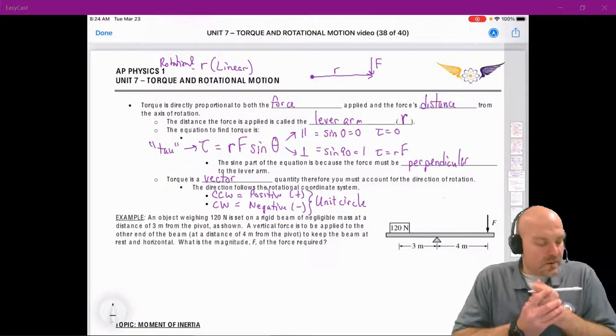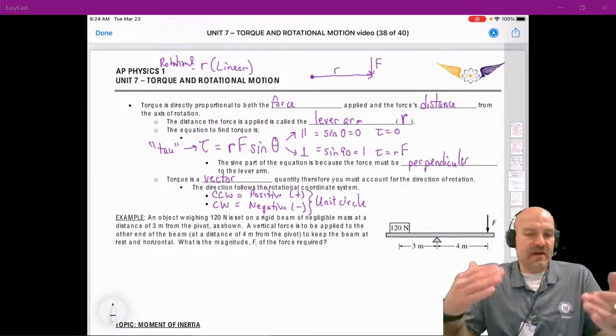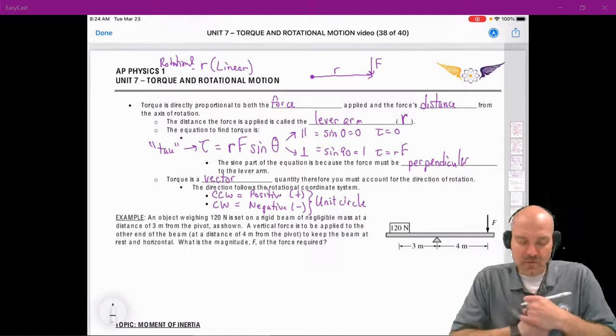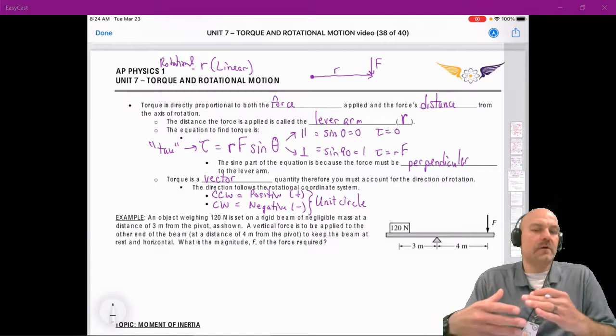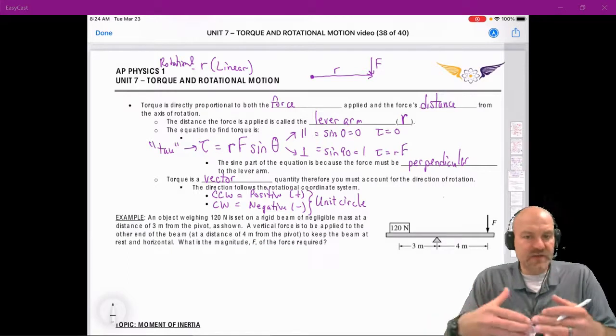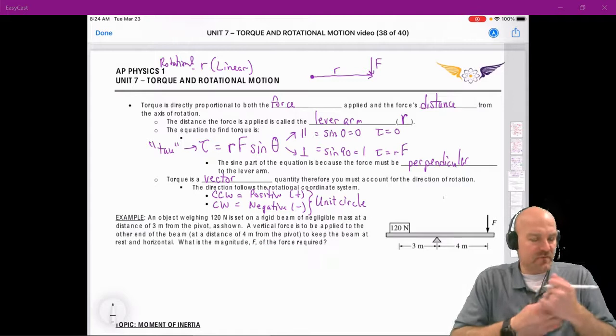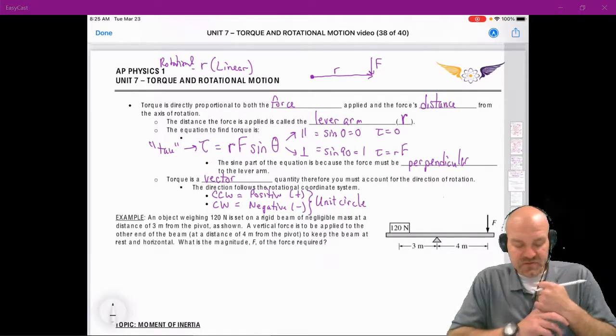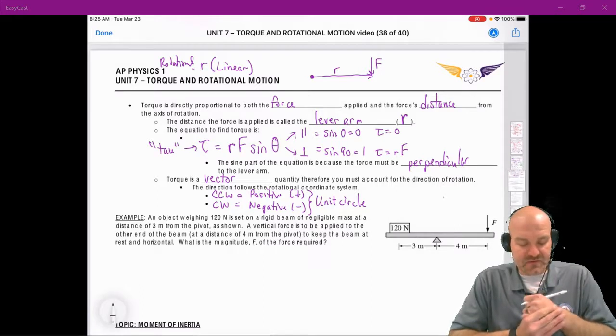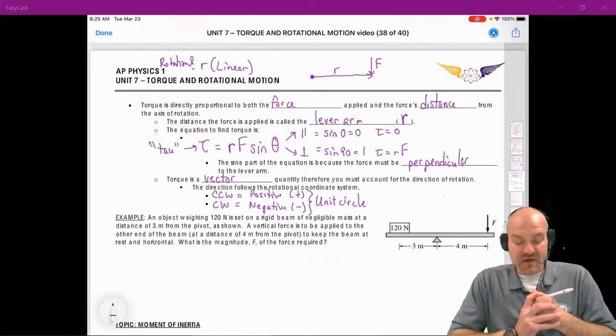Okay. Now, one of the questions that you often see here is how do we get things to balance? The way to think about this is that the forces that cause positive torques must balance the forces that cause negative torques. So here you have an object weighing 120 newtons set on a rigid beam of negligible mass at a distance of 3 meters from the pivot as shown. A vertical force is to be applied to the other end of the beam at a distance of 4 meters from the pivot. To keep the beam at rest and horizontal, what is the magnitude of the force required?